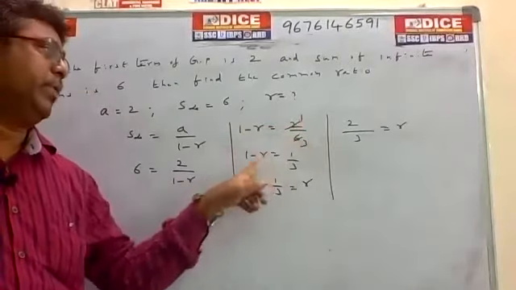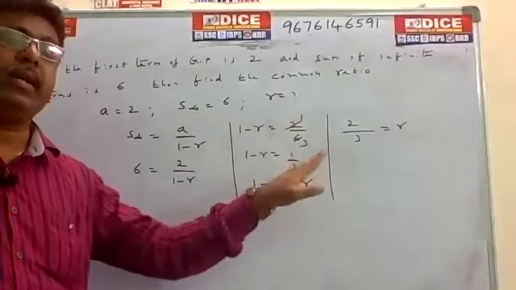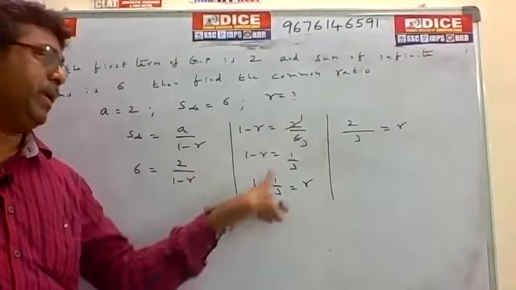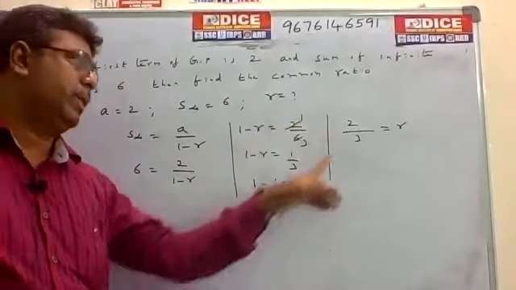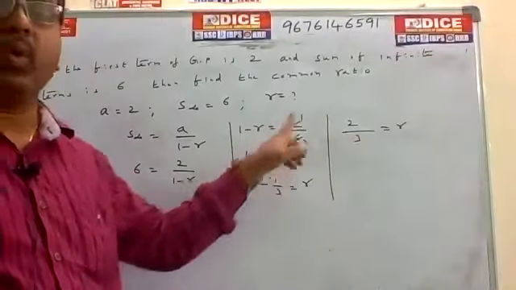2 ones are 2, 2 threes are 6. 1 minus R is equal to 1 by 3. R to that side and 1 by 3 to this side, so 1 minus 1 by 3 is equal to R. I take LCM 3, 3 minus 1 is 2, so 2 by 3 is equal to R.